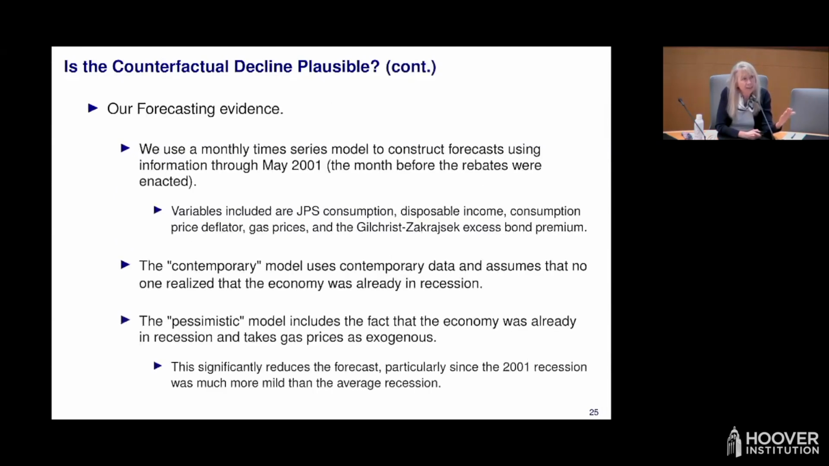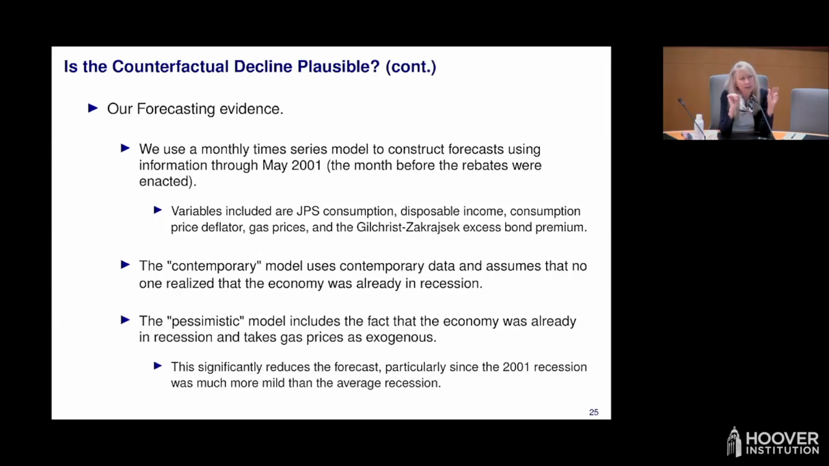So other things that we do, we'd also done this in our 2008 paper. We say, let's do our own forecasting model, behaving as though we're doing real-time forecasting. So we have a monthly forecasting model that uses the JPS category of consumption, disposable income, consumption price deflator, gas prices, and the Gilchrist-Zakrajsek excess bond premium. We find that those variables, we had tried all these other variables in 2008, are just very good at forecasting consumption. But once you put those in, the Michigan survey doesn't matter, all of those sorts of things.